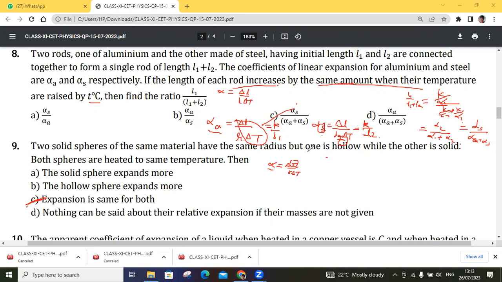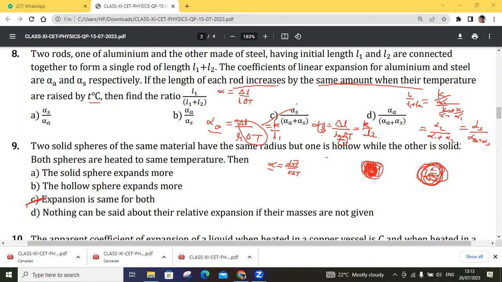But one thing is, if they mention there is some liquid inside the hollow sphere, inside the hollow is a solid sphere suppose, and inside the hollow sphere there is some liquid suppose. So when you change the temperature, when you heat it, what will happen? Because of its own material, it will expand to the same amount, but this liquid will also expand, and liquid will expand more, or if air is there, it will expand more.